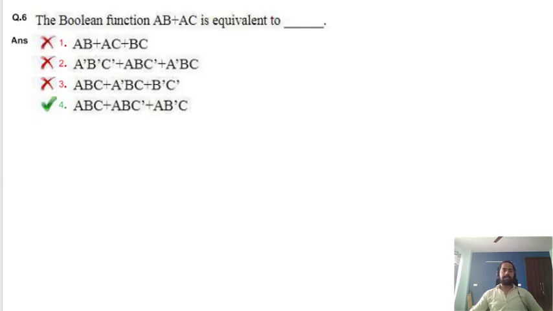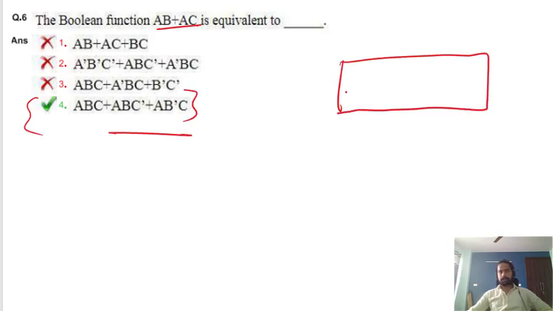Next question, the Boolean expression AB plus AC is equivalent to. Let's check this question. If I have to write this question, I can write it like this. We can check this by option. Suppose this is option 4. I am checking the question by options. Okay, so let's see this.